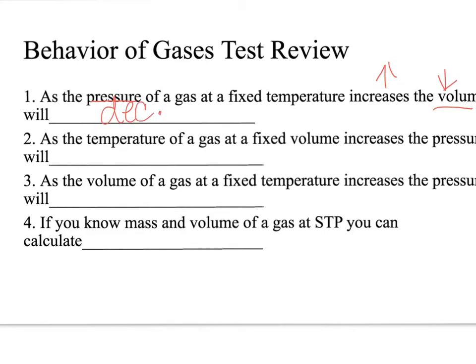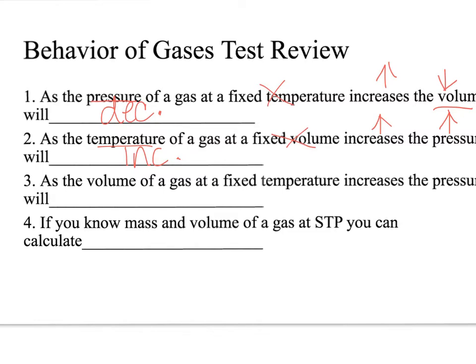Next one wants to know, as the temperature of a gas at a fixed volume. When it says fixed volume, we don't need to worry about it. Same thing up here, fixed temperature. It means it's not going to be a factor. It says as the temperature is increasing, the pressure will do what? Well, like we just said, the pressure and temperature are directly proportional, so it would also increase.